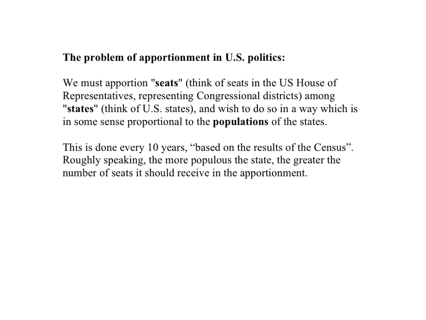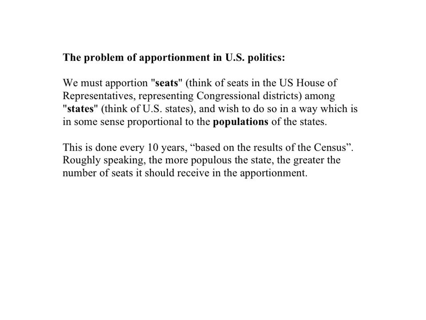How do we do this apportionment? Based on what? Well, based on population. In our political example, this is done every 10 years based on the results of the census. That means, roughly speaking, the more populous the state, the greater the number of seats it should receive in the apportionment. Ideally, if one state has double the population of another state, it should receive double the number of seats. In practice, it doesn't work out exactly that way, but that is the ideal.